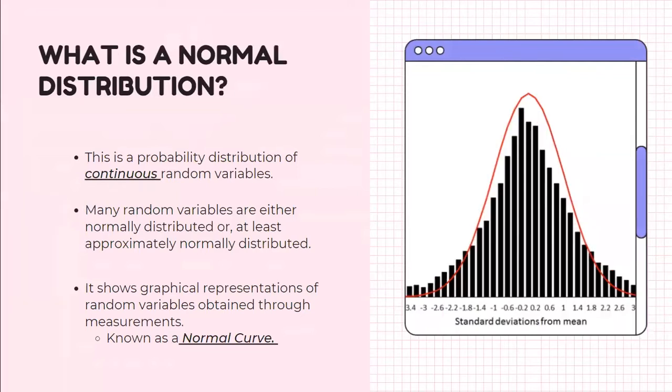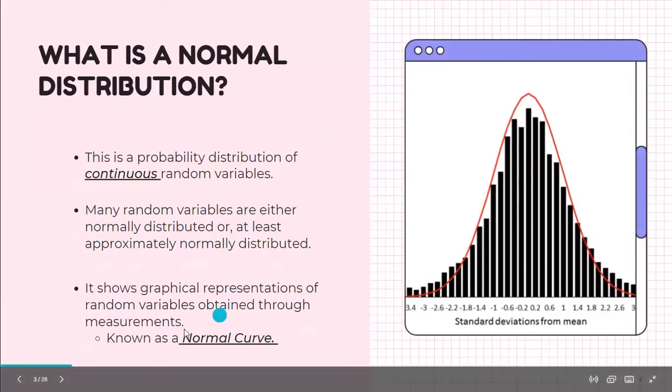Many random variables are either normally distributed or at least approximately normally distributed. A normal distribution uses graphical representations of random variables obtained through measurements. Examples of these random variables are height, weight, and examination scores. Anything infinite really, as long as it can be measured, thus a continuous type of random variable. So this graphical representation is known as a normal curve. This is an example of a normal curve.